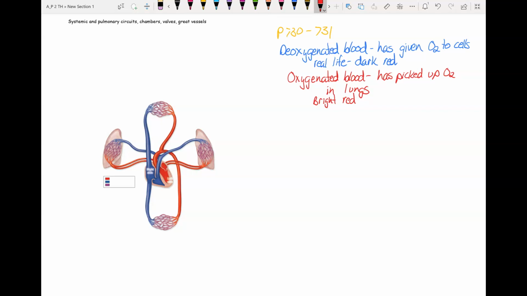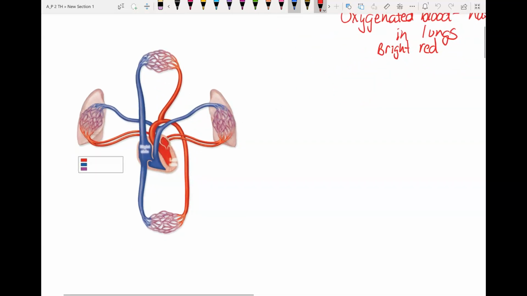Now let's start looking at the heart. The heart is divided into two sides, and it's always the heart's right and left, not your right and left. So you have to get used to flipping right and left. But we have over here the right side of the heart in blue. So the right side of the heart has deoxygenated blood. And we have over here the left side of the heart in red. So the left side has oxygenated.